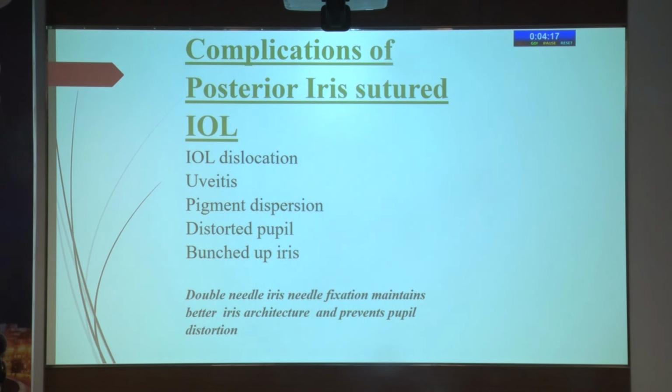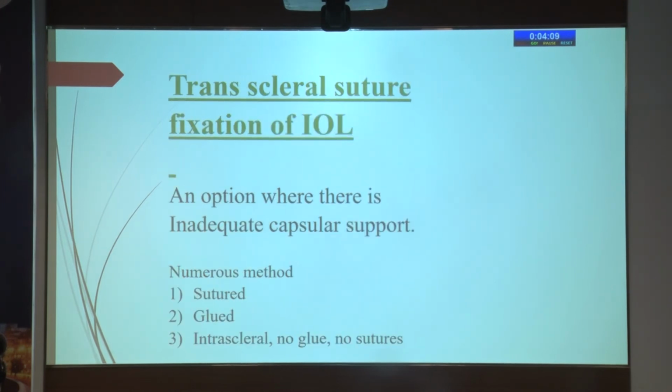Posterior complications of iris sutured lenses would be IOL dislocation, uveitis, pigment dispersion, distorted pupil and bunched up iris. In absence of capsular support, the other option would be a scleral suture fixation. It can also be anchored with glue or intrascleral fixation of the haptics.